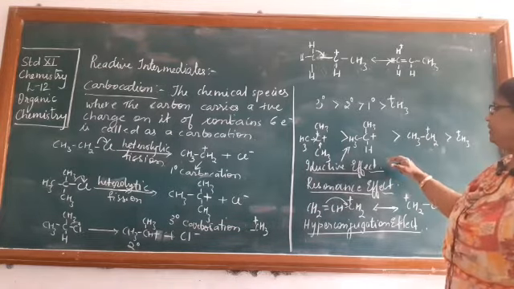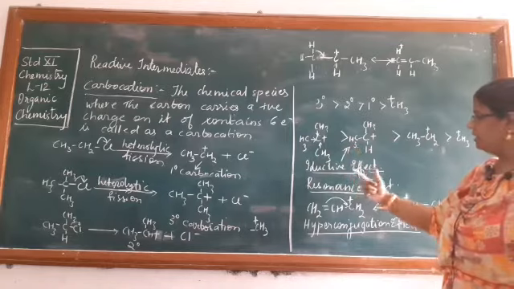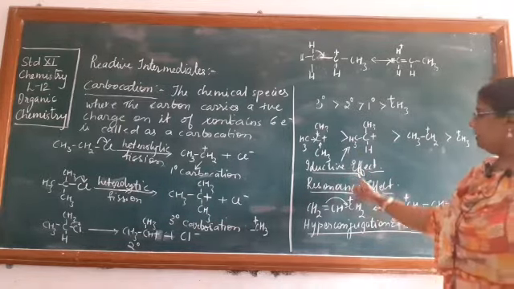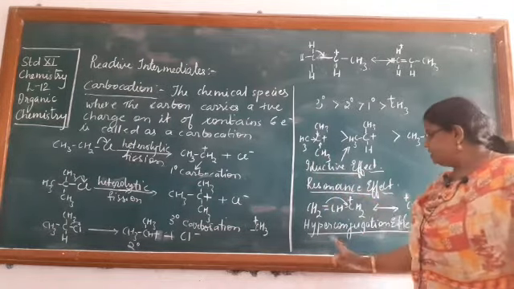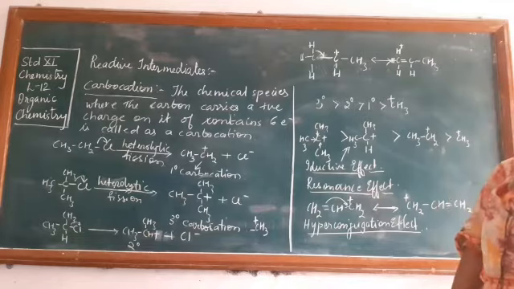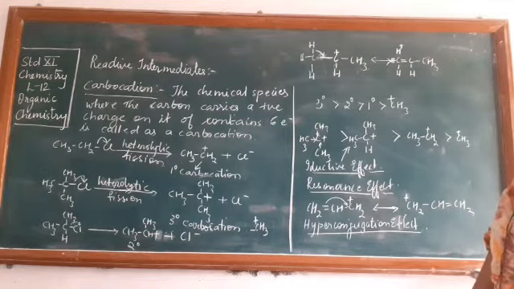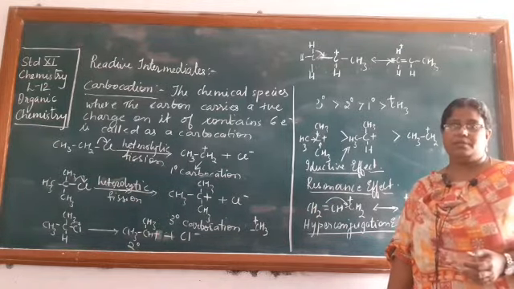Okay? And three factors govern the stability of the carbocation. One is inductive effect, resonance and hyperconjugation. इंडक्टिव भी हमने डिस्कस किया था, what is inductive effect, रेजोनेंस इफेक्ट आज हमने डिस्कस किया, और हाइपरकॉन्जुगेशन. All of them, inductive, hyperconjugation and resonance effect, all of them make the carbocation stable. Okay.